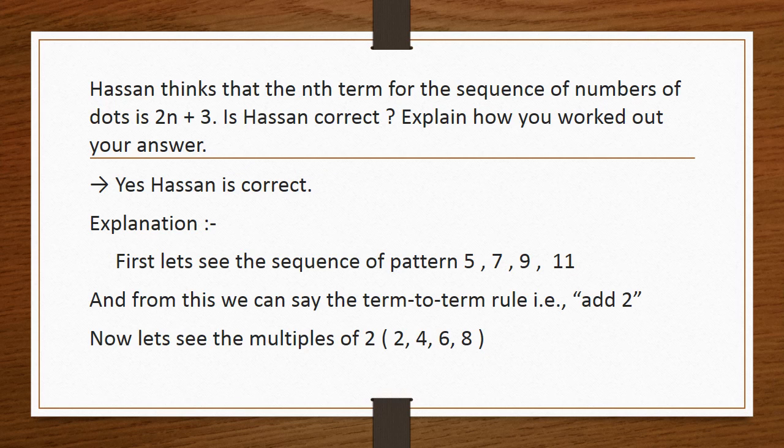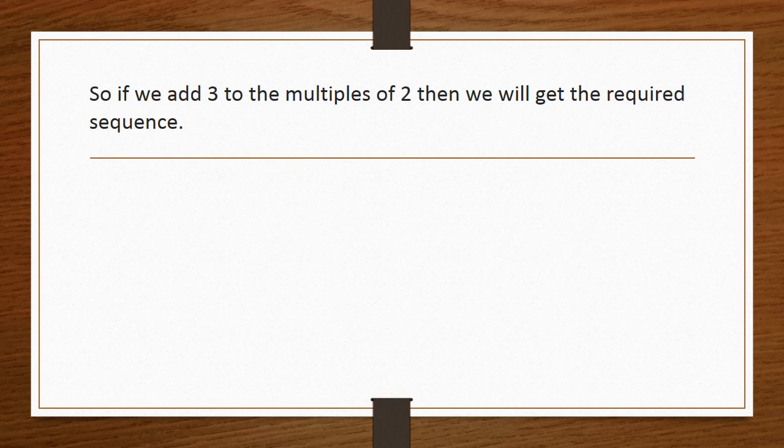Now we will see the multiples of 2. What will be the multiples of 2? That is 2, 4, 6 and 8. These are the multiples of 2. Now we got the term to term rule, then we got the multiples of 2. So if we add 3 to the multiples of 2, then we get the required sequence. Therefore, the nth term, that is the position to term rule for this sequence, is 2n plus 3. Therefore, the answer which Hassan has given is correct.